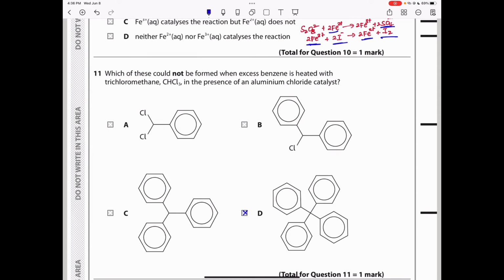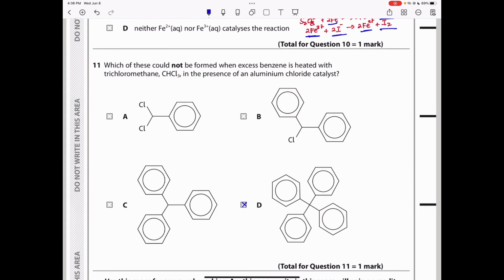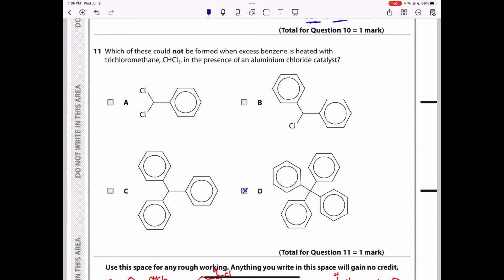Question 11 says, which of these could not be formed when excess benzene is heated with trichloromethane in the presence of aluminium chloride catalyst? The key thing for us to know is that aluminium chloride, a halogen carrier, is what is going to be used to produce the electrophile. So we will produce CHCl2+ plus, of course, AlCl4-. This is the electrophile that will attack benzene, producing something like this. The carbon is directly attached to benzene, H, a Cl here, and a Cl here. That is the first product.